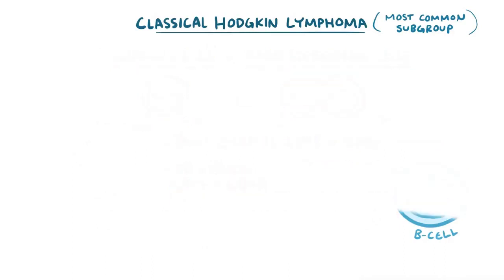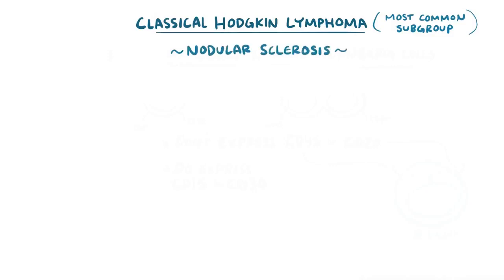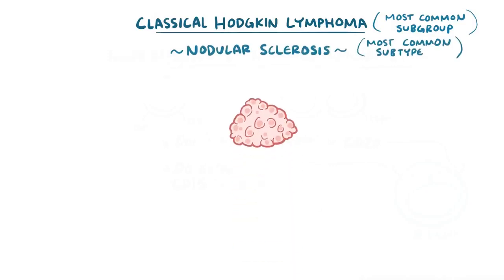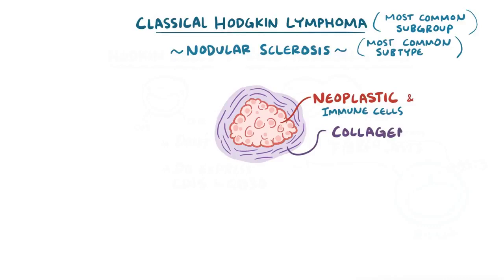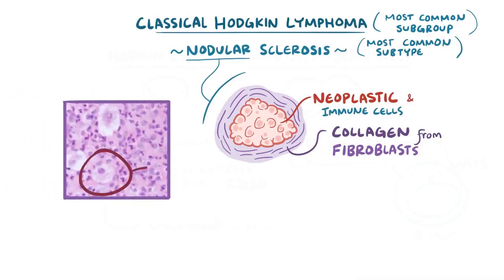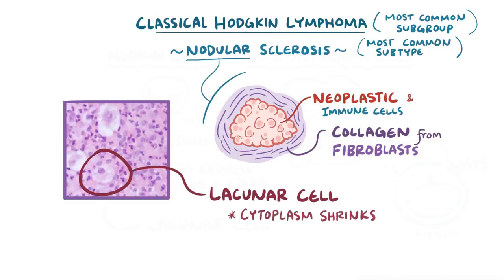Now, this subgroup, classical Hodgkin lymphoma, can be further divided into 4 histologic subtypes based on the composition of the reactive background inflammatory cells and whether fibrosis is present. Nodular sclerosis Hodgkin lymphoma is the most common subtype of classical Hodgkin lymphoma, and it gets its name because the neoplastic cells and inflammatory cells get surrounded by collagen from fibroblasts, and this forms nodules. Also in nodular sclerosis Hodgkin lymphoma, a unique Reed-Sternberg cell called a lacunar cell can be seen. When the tissue is fixed in formalin, the cytoplasm shrinks, and it makes the nucleus look like it's sitting in the middle of a lake, or lacunae.